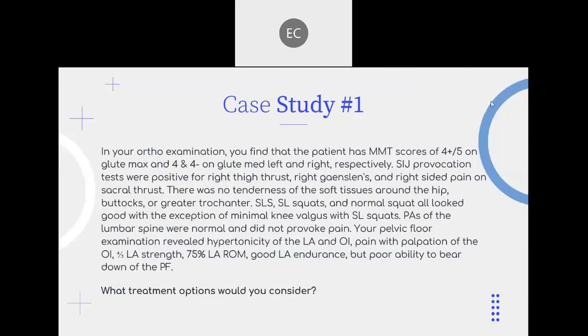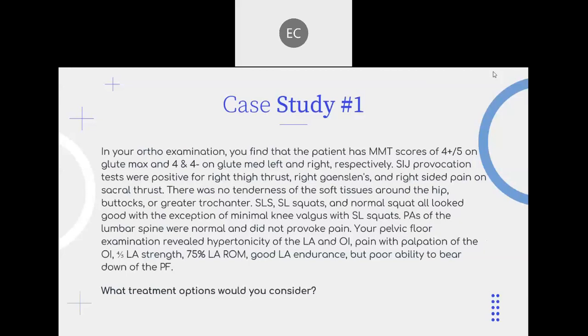Perfect. Okay, so yes, some things that you all said. And yes, increasing the glute med strength, possibly, since they do work together at the hips and the pelvic floor, to help reduce OI and LA overactivity. So like we said, the pelvic floor also stabilizes the pelvis, the lumbopelvic complex. So if other muscles are slacking, other muscles will compensate, including the pelvic floor.